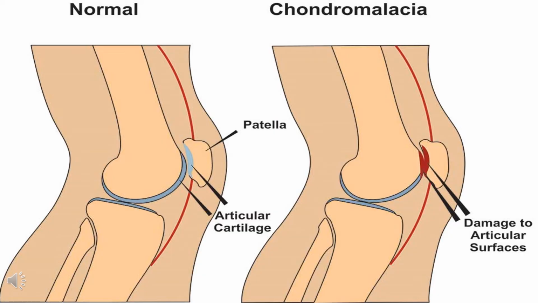In this picture, you can differentiate between normal and abnormal kneecap. In a normal knee, the articular cartilage is intact, whereas in chondromalacia, there is damage to the articular cartilage resulting in rubbing of patella and femur.